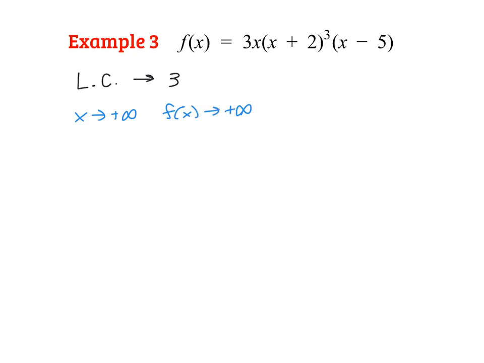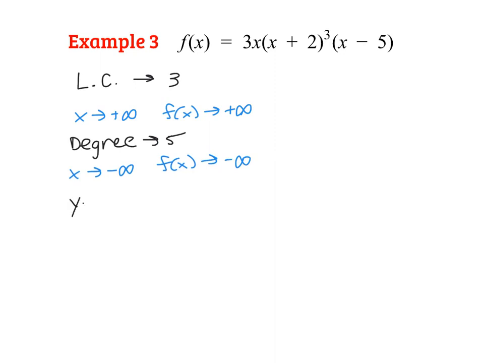Now let's see if we can find the degree. So I have 1, and then I have 3 here, and then 1 here. So 1 plus 3 plus 1 is 5. So my degree is 5. So since it's odd, I have opposite end behavior. So as x approaches negative infinity, f of x is going to approach negative infinity. These are opposites because my degree is odd.